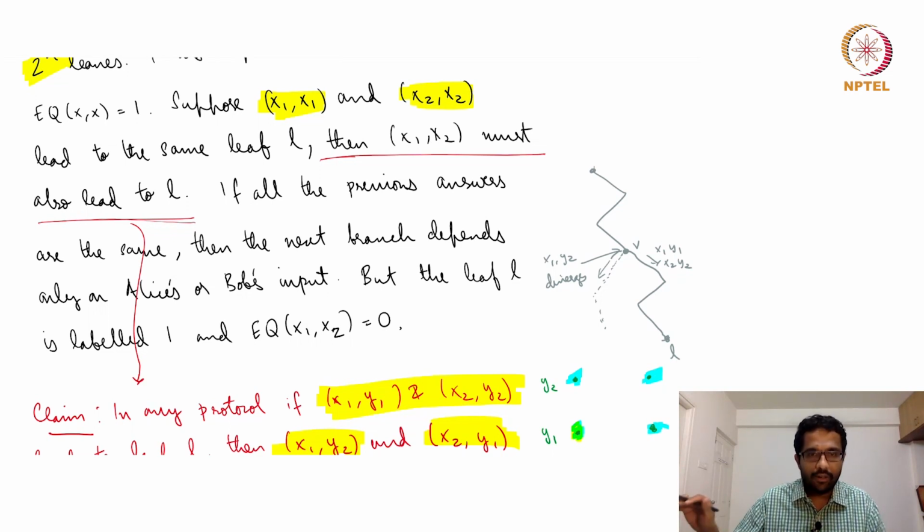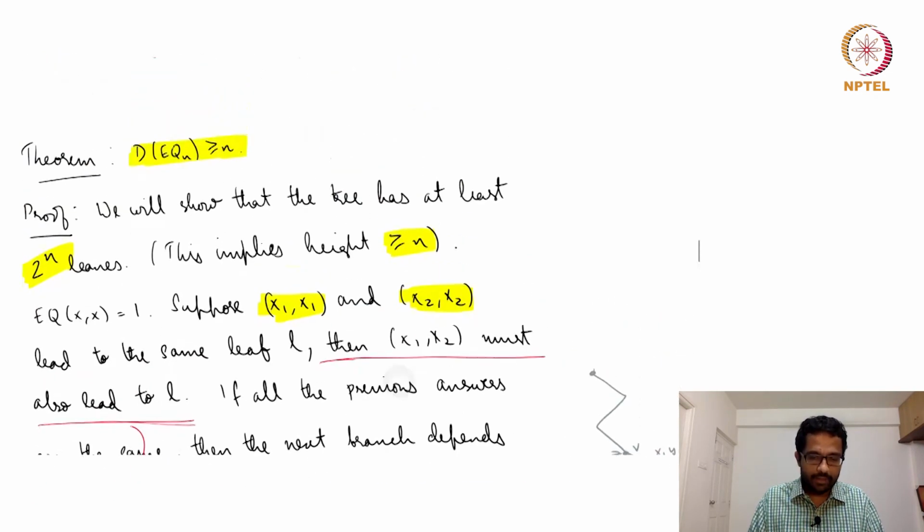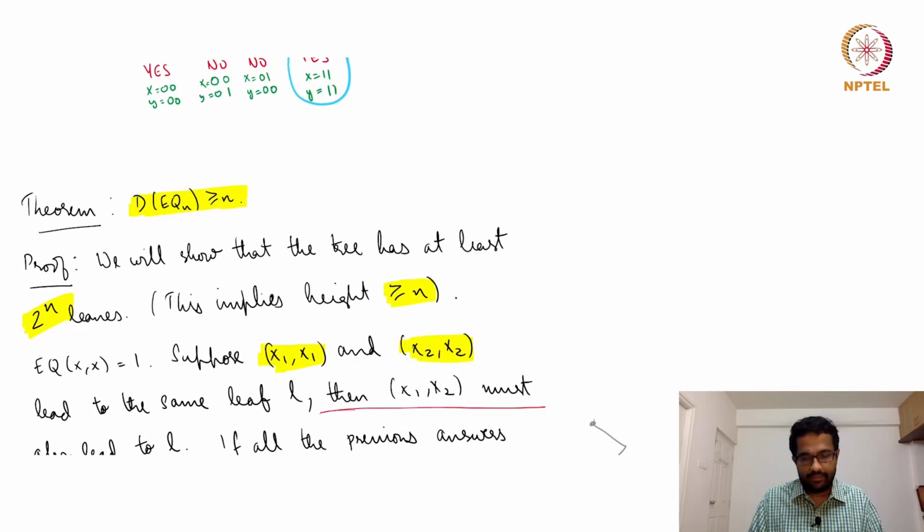x2, x3, x3, all the pairs that are yes input pairs must go to distinct leaves, because x1, x2 is not a yes input pair. But if x1, x1 and x2, x2 go to the same leaf, then x1, x2 must also go to the same leaf. So this means that the tree has to have 2 power n leaves, and that means the height has to be at least n, right? So this shows that the deterministic communication complexity of equality is at least n.